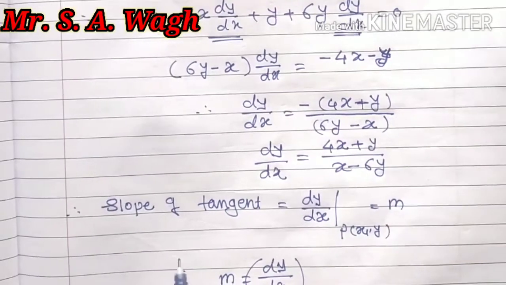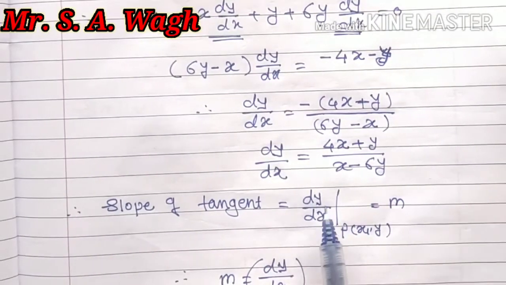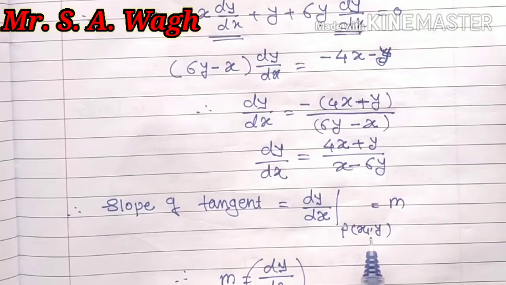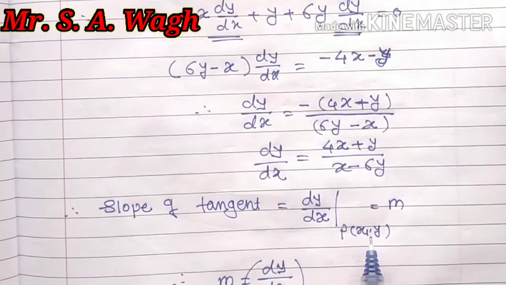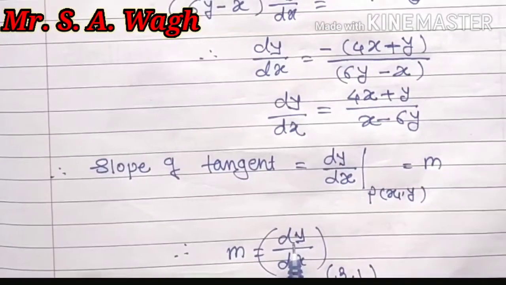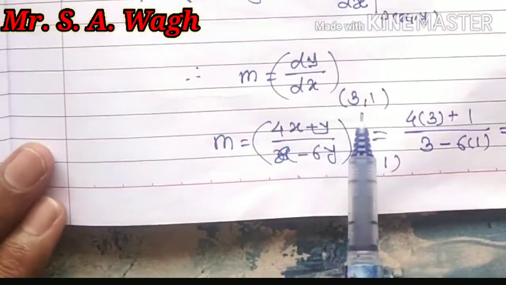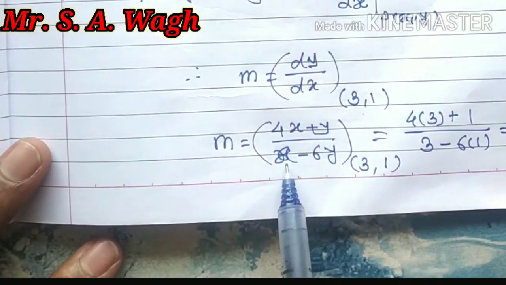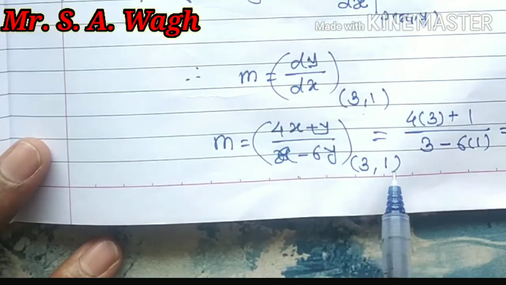So our derivative of the given function is dy by dx equal to (4x plus y) upon (x minus 6y). Now to find the slope of tangent of the given curve, we substitute in the dy by dx value the point P(x, y) which is given in the question. We suppose that slope is m, so the value of m is equal to dy by dx at the given point (3, 1), that is (4x plus y) divided by (x minus 6y).